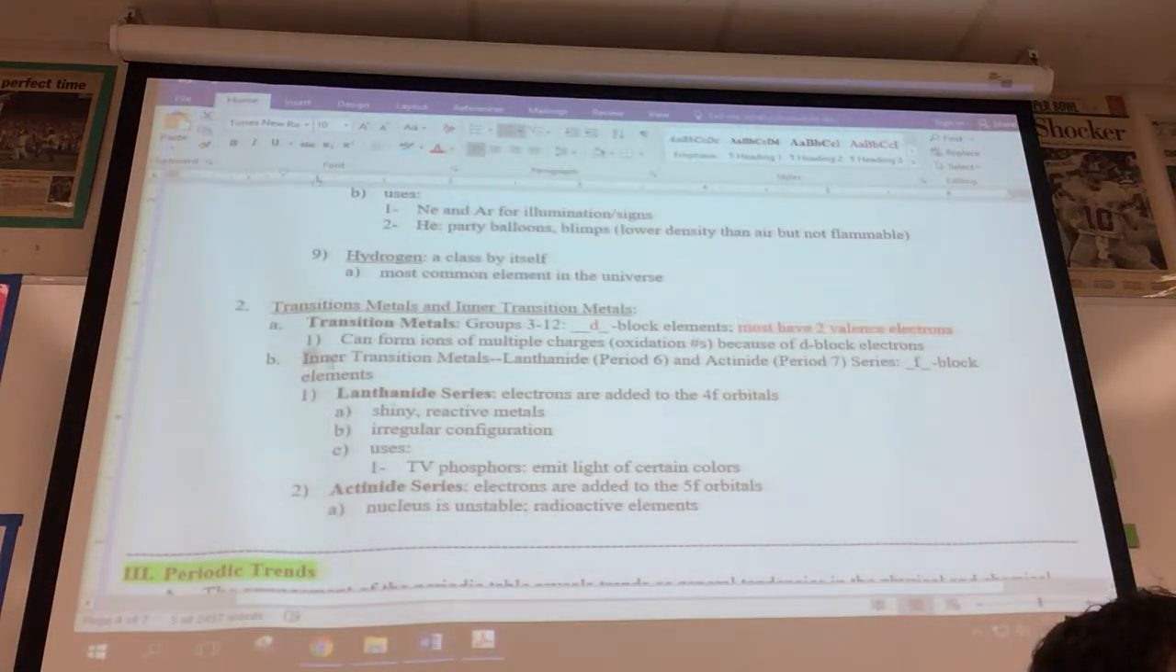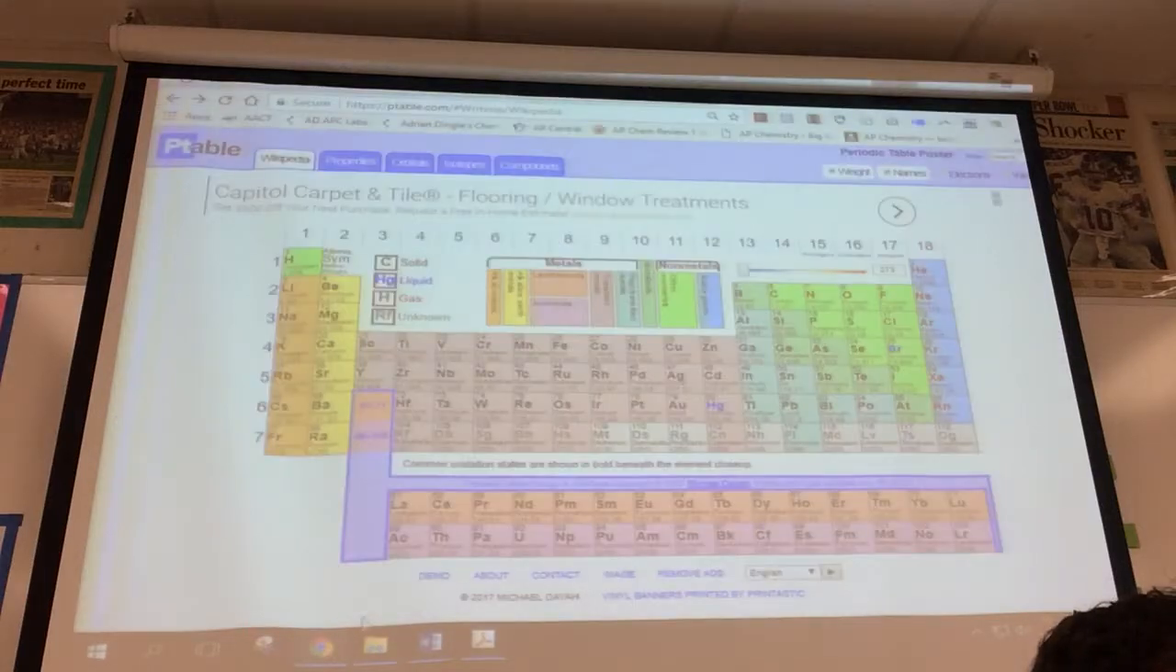The last piece we alluded to, but let's make sure it's clear. Your inner transition metals fit inside the transition metals. We yanked that chain out previously. So lanthanide series, period 6, actinide series, period 7. This is going to make up the F block. If you look at the periodic table, right after element 57, which is lanthanum, you have this whole series here. This is going to be your 4f, if you will.